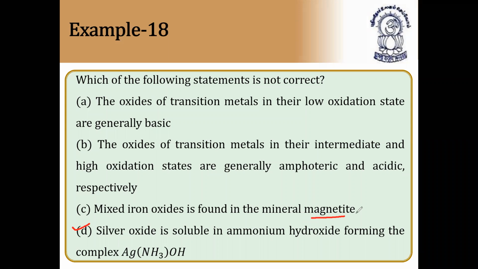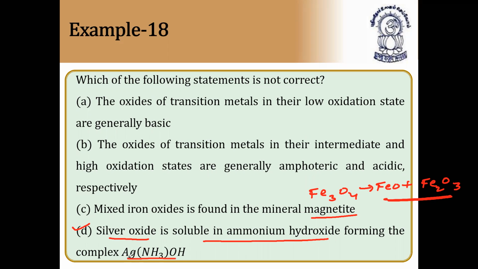Because the magnetite formula is Fe3O4, it contains FeO plus Fe2O3. So it's a mixture of FeO and Fe2O3. So this statement is correct. So the wrong statement is the fourth option. Silver oxide is not soluble in ammonium hydroxide forming the complex.